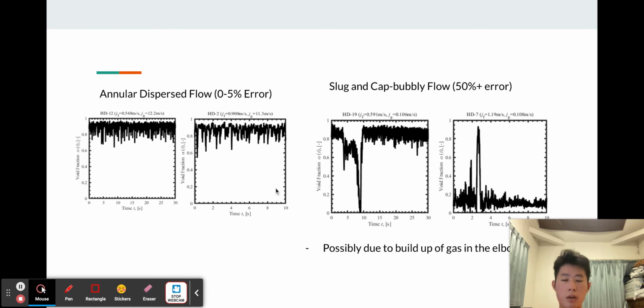So here again is visualized data of the void fraction. For points with 50% error or more, you can see there's a very large fluctuation in void fraction. The elbow probably caused the two-phase flow to build up the gas in slug and cap bubbly flow. So this is probably a large reason why there's a large percent error.